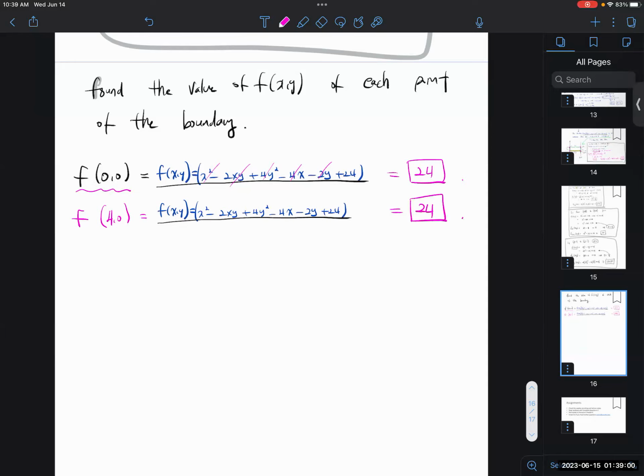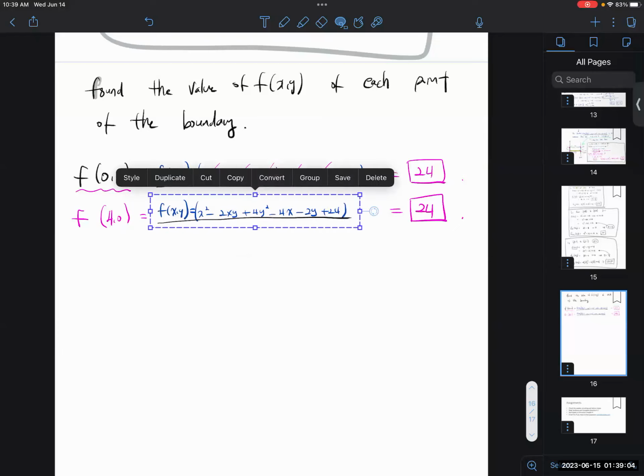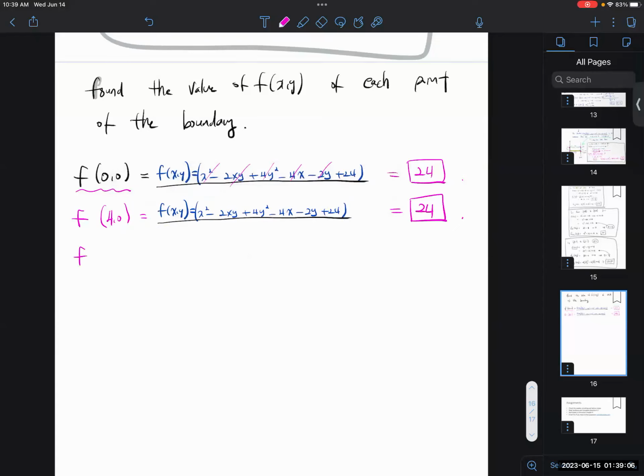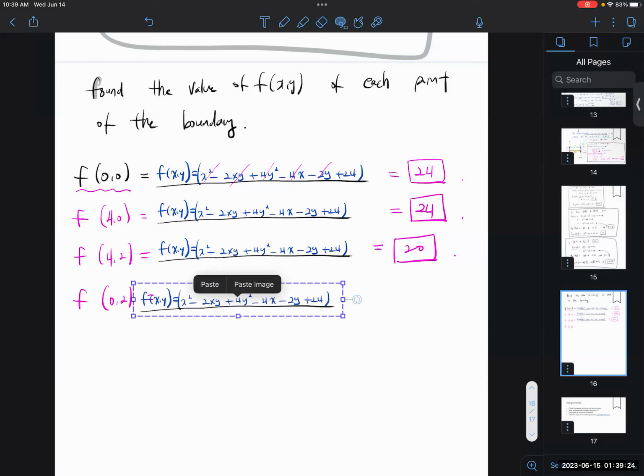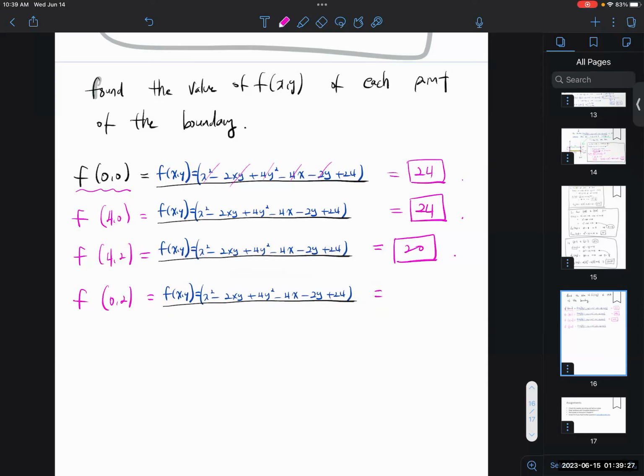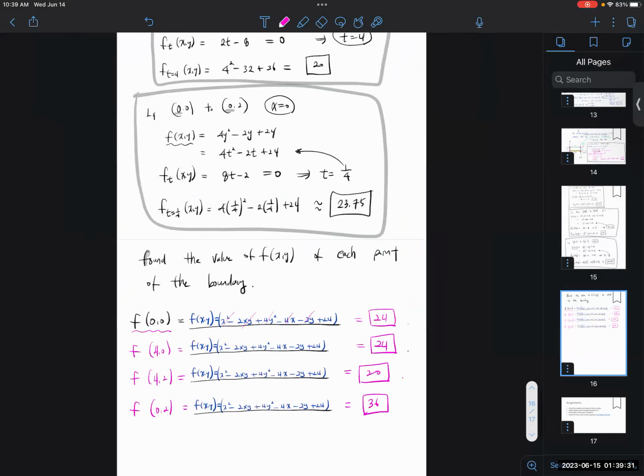So I'm going to keep going. I'm going to copy this. The next corner is (4, 2). Again, plugging in 4 and 2, I already calculated for you. And the last one is (0, 2). So here, this is yours. We got 36. So wait, what does it mean?